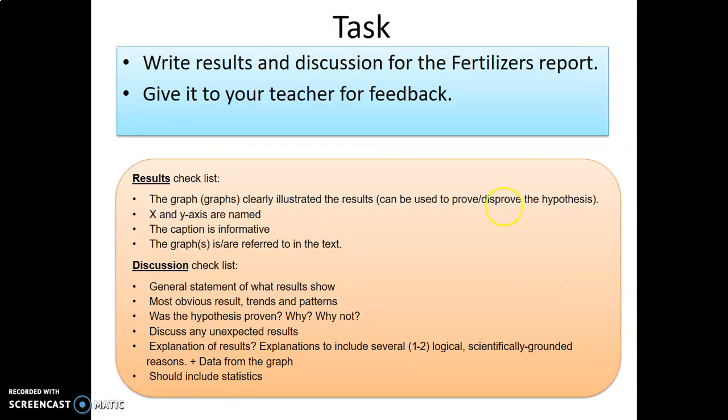Okay, so what you need to do now is make a graph or graphs for the fertilizers report and write a discussion. All right, and here's a checklist for you to see if you have mentioned everything. All right, that's it.